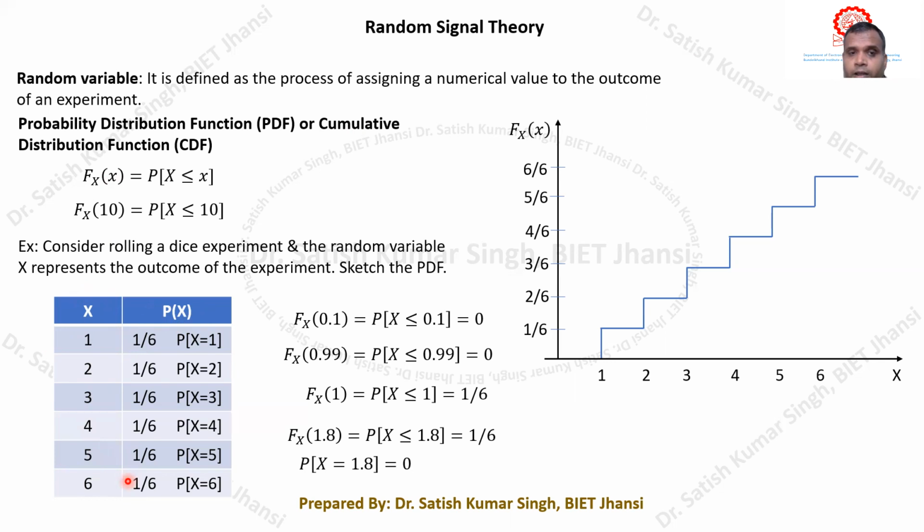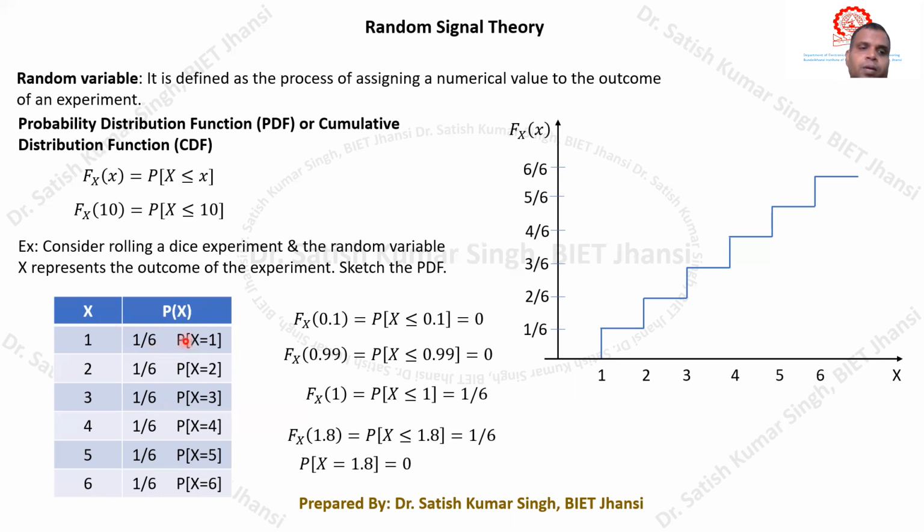Okay, it is equiprobable, so it has the same probability. Because there are a total of 6 possible outcomes, the probability of the outcome x equals 1 is 1 by 6. Similarly, for x equals 2, again it will be 1 by 6. And for all the other outcomes, the probability is going to be 1 by 6, because all the outcomes are equiprobable. Therefore, the probability of getting this particular outcome is 1 by 6.